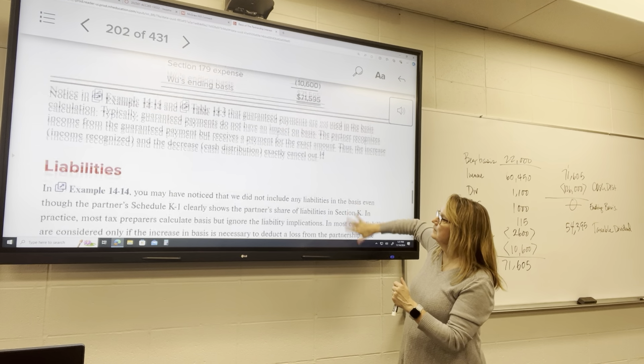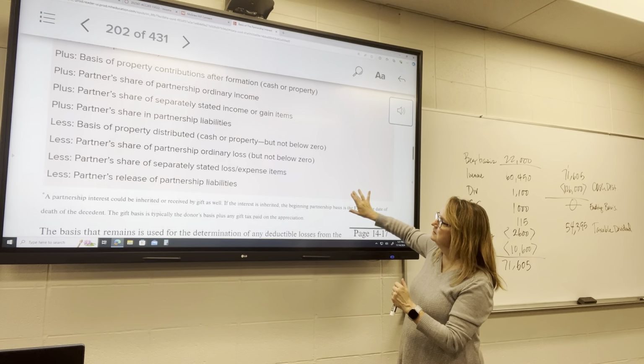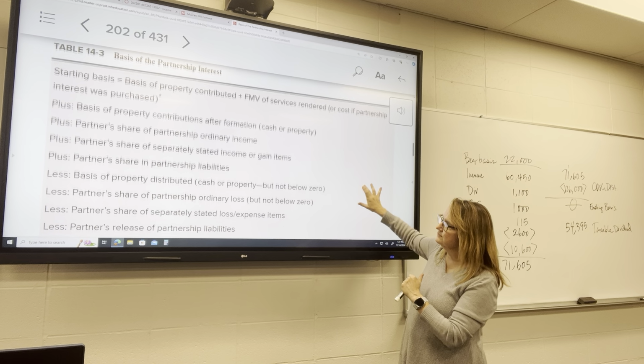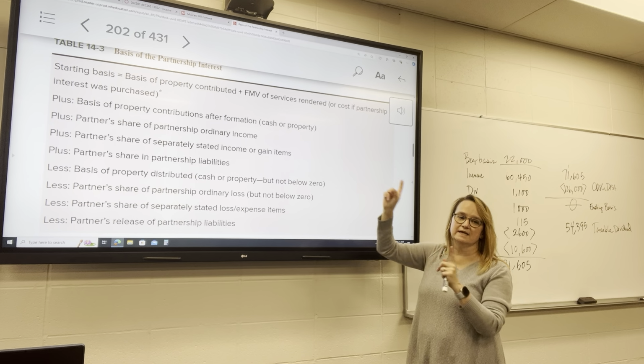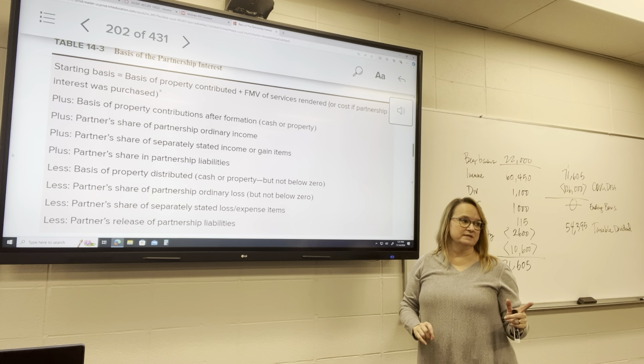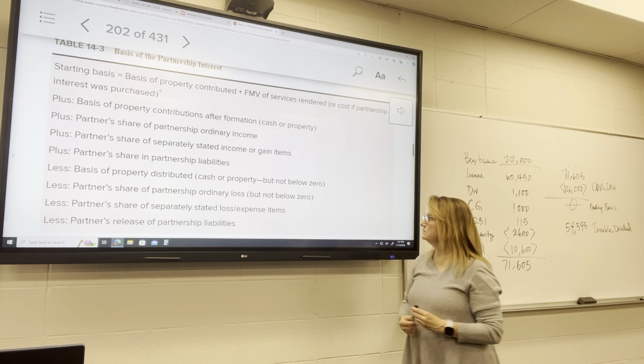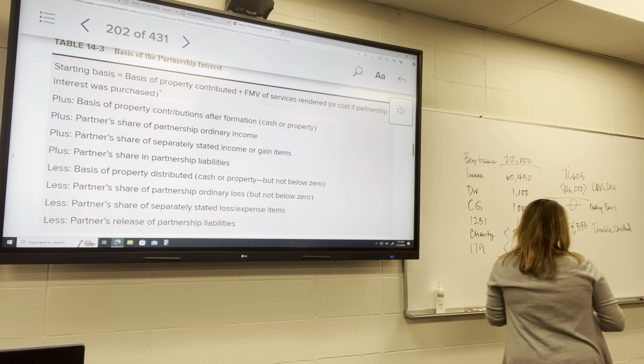Main things to remember here: this equation, the things that increase and decrease that basis, and the fact that it can't go below zero. It's not allowed to go below zero. Questions?